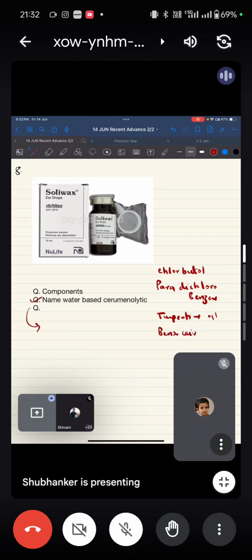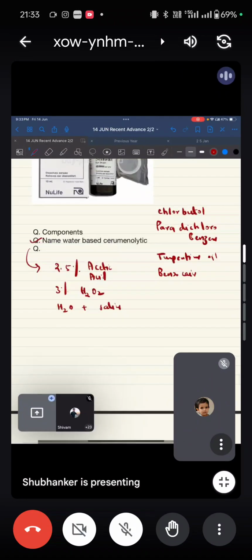Now, the second question goes as, name some water-based ceruminolytics. Okay? So among water-based ceruminolytics, 2-3 names you can remember, that will be fine. The first one goes as 2.5% acetic acid. Okay? Second is your 3% H2O2. And when you don't have anything, you can also go with water plus saline. Okay, so apart from this, what else can they ask? They can ask you, name some topical steroid preparations used in otology. So you should be able to answer betamethasone, clobetasol, triamcinolone.